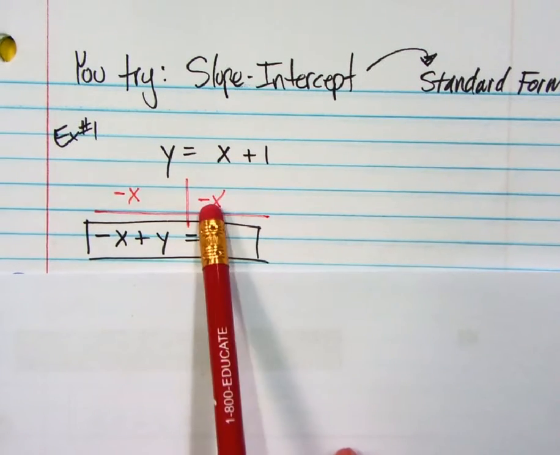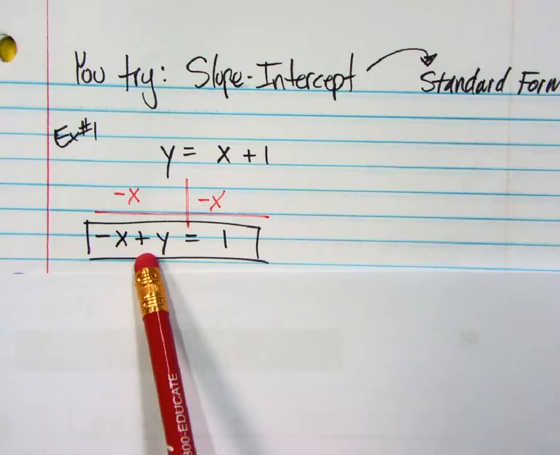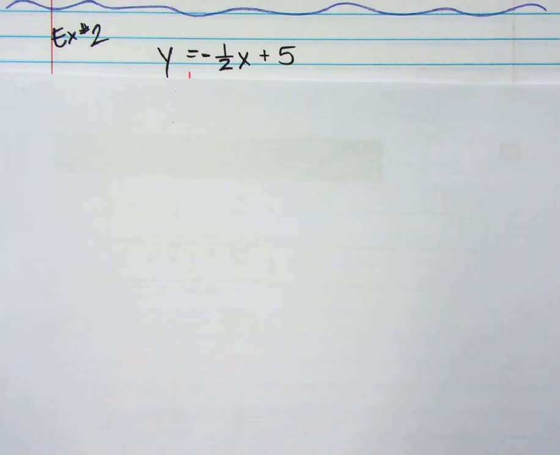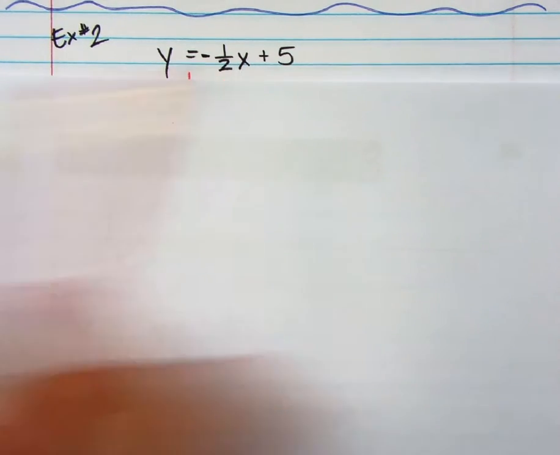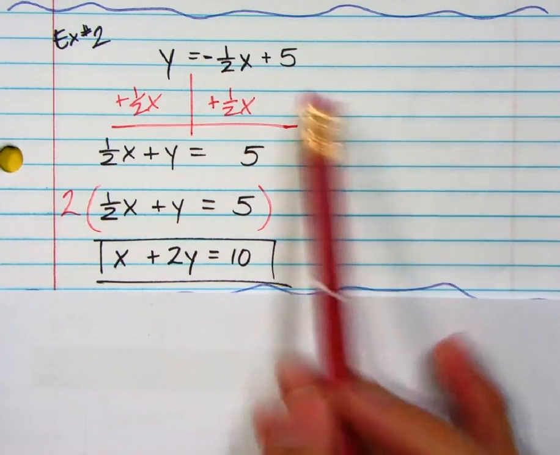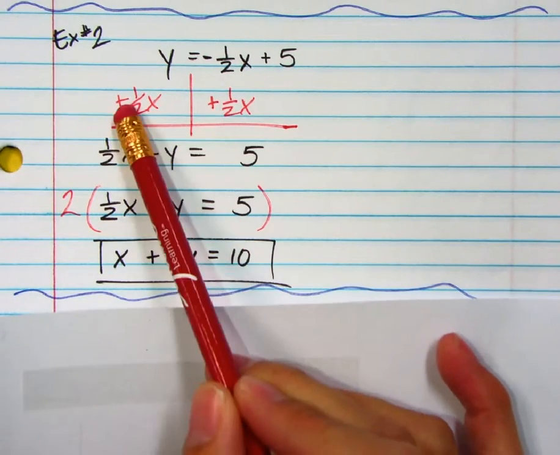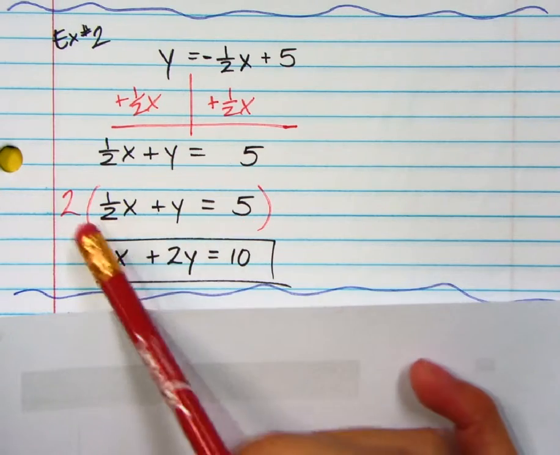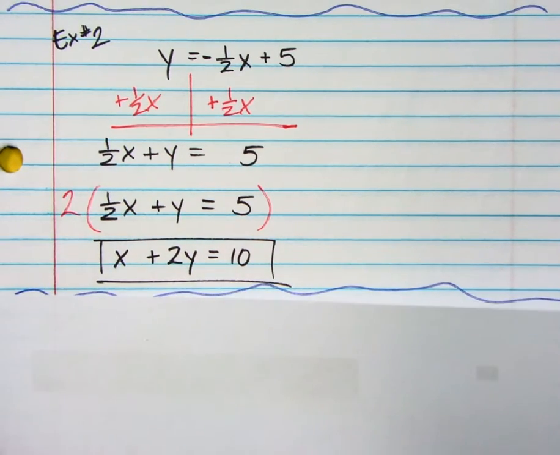X was on this side. Got to subtract it from both sides. There it is. Standard form. Okay, next one. Try it out. This is what you should have. You added 1/2 x to both sides. You multiply by the common denominator 2. And this is your resulting answer.